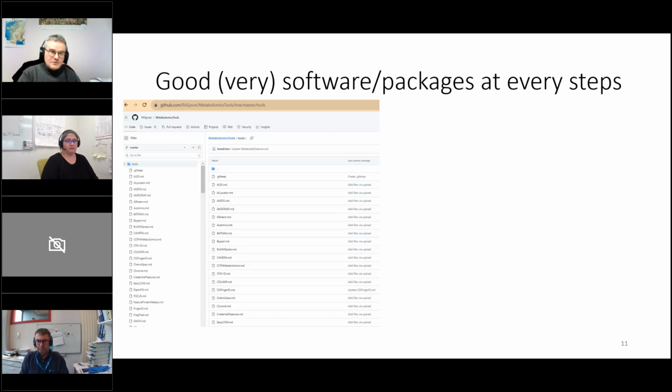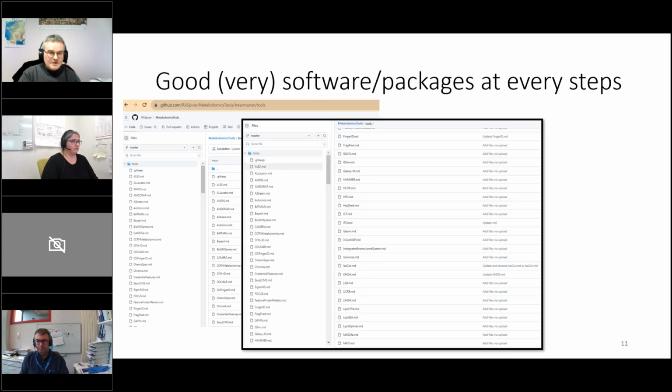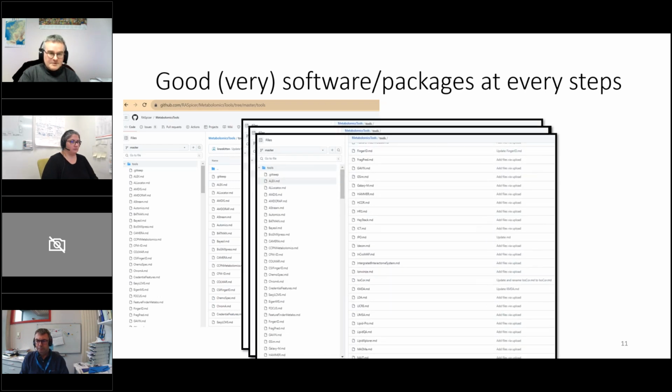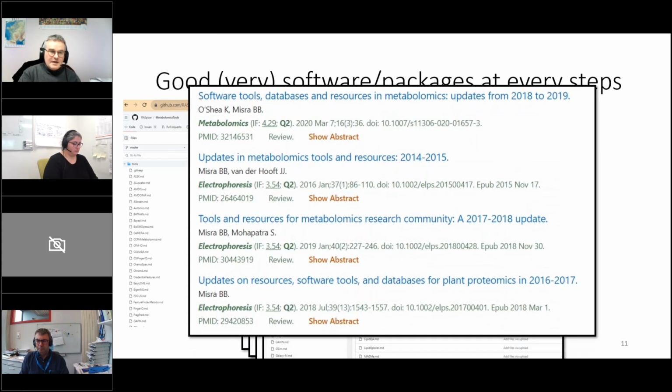So, many tools. Here are a few screenshots from a GitHub repository from Marshall Spicer, where a list of tools was created some years ago. And if you go through the list, you see a lot of tools. Every year or so, we have some good reviews in journals about all the resources and tools that are available for the annotation part of our metabolomic and targeted studies.